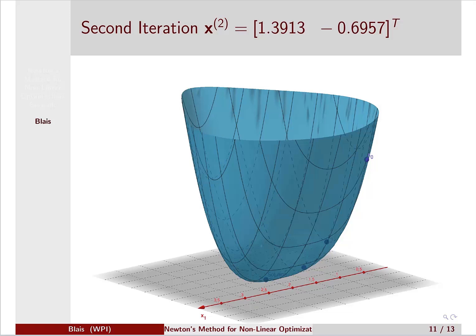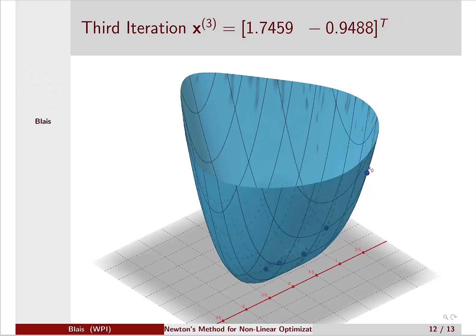If we continue in a third iteration, we get x3 as 1.746, negative 0.95. And you see this is getting closer to that 2, negative 1 global solution. And you see this x3 down here. So we took another step towards that global solution here.